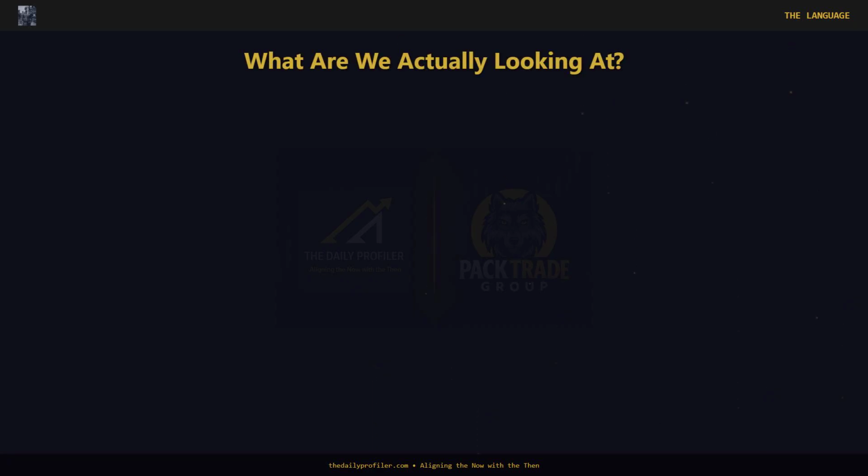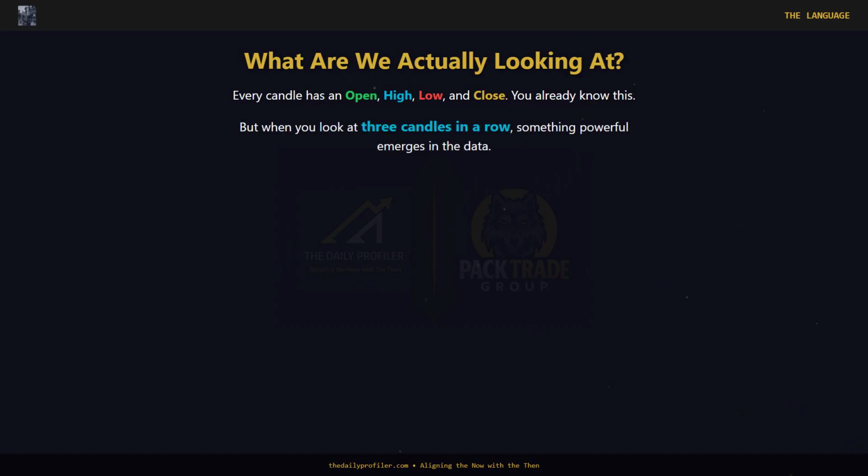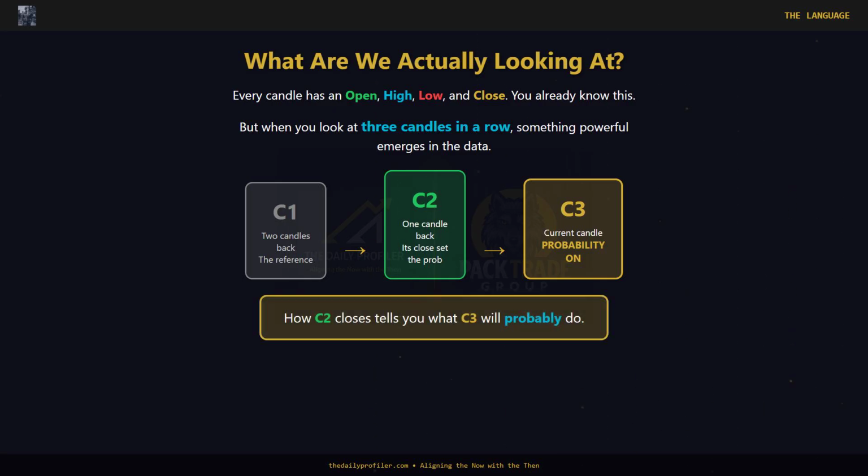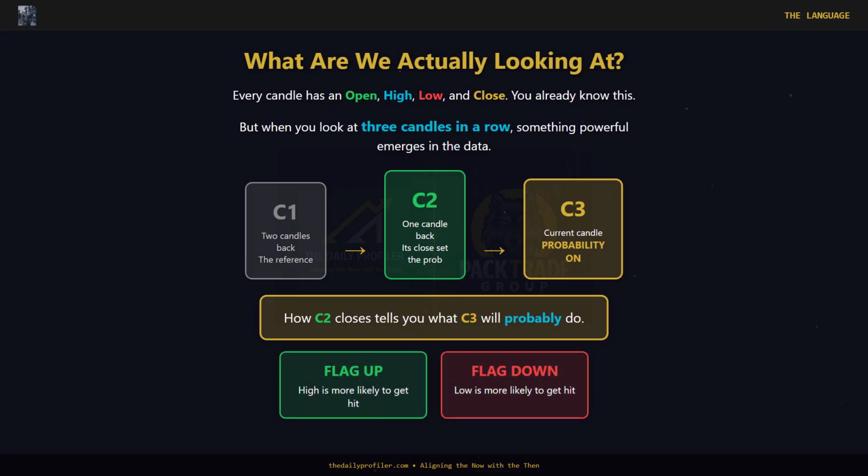What are we actually looking at? Every candle has an open, high, low, and close. You already know this. But when you look at 3 candles in a row, something powerful emerges in the data. We call them C1, C2, and C3. C1 is 2 candles back. It's your reference. C2 is 1 candle back. How it closed sets the current probability. C3 is the current candle. That's what you're putting probability on. Here's the key insight. How C2 closed tells you what C3 will probably do. That single relationship is the engine behind everything.